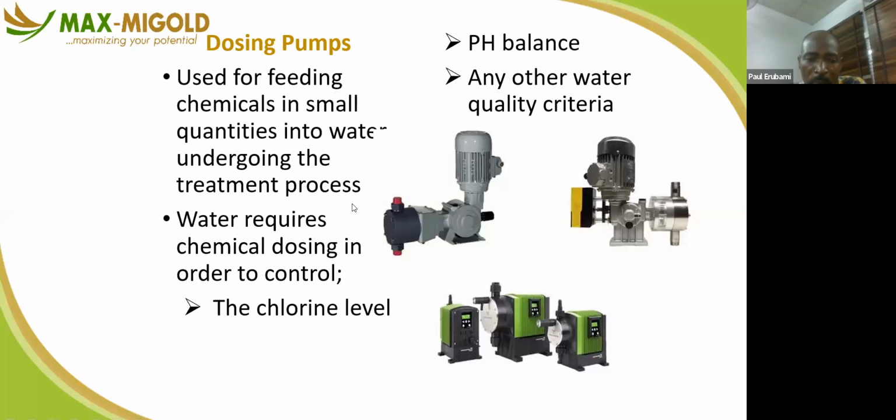So these are all examples of dosing pump. You use the dosing pump to inject chlorine into your what? Into your water. Water requires chemical dosing in order to control the chlorine level, pH balance, and any other water quality criteria. So these are all pictures of your dosing pump that you can use.